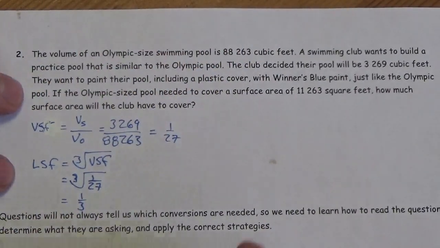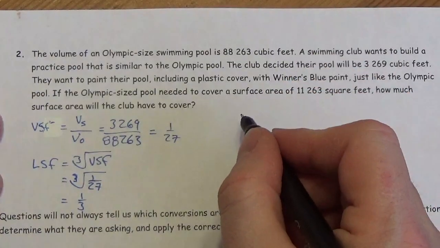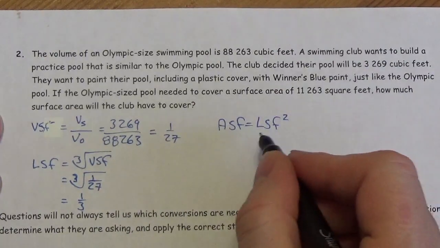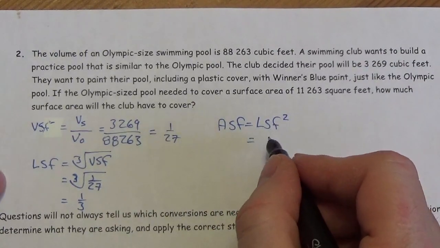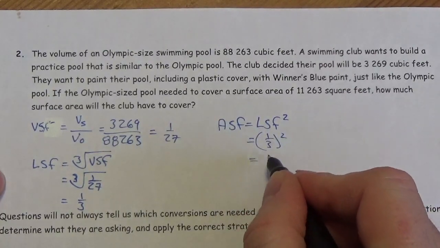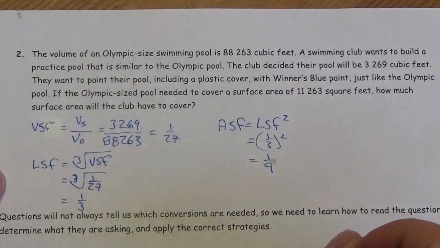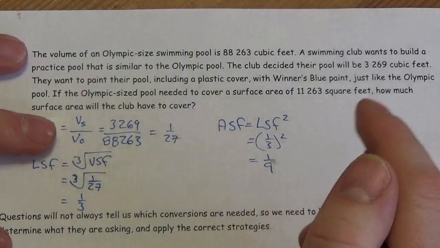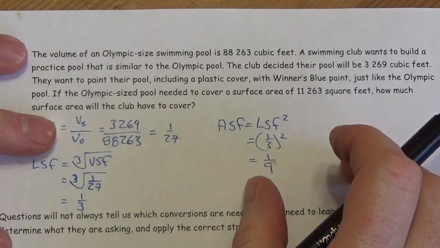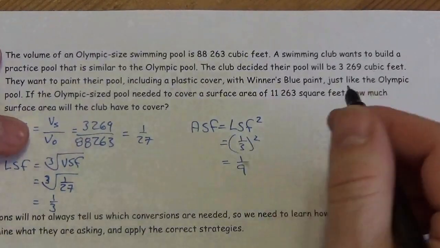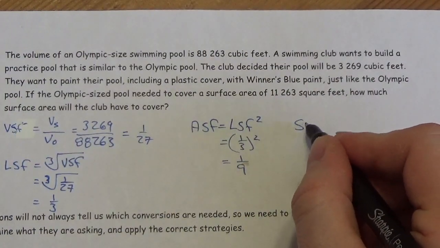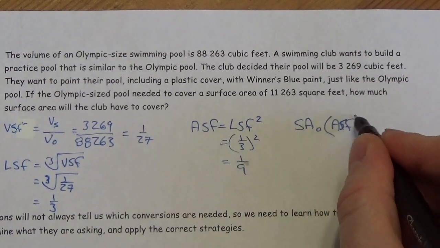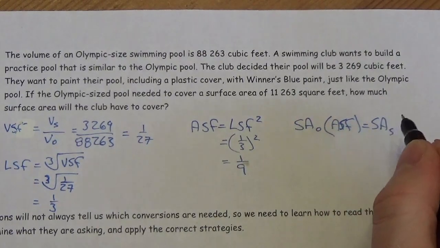So I took it back kind of to the original one there. Now, the area scale factor is going to be the linear scale factor squared. So that's going to be 1/3 squared, which will become 1/9. And that's what I've been fighting for. This is what I wanted to get to. Because now I can convert the surface area of the Olympic pool into the surface area of this smaller pool. So that's going to be the surface area of the Olympic pool, multiplied by the area scale factor, and that's going to give us the surface area of the smaller pool. So here we go.